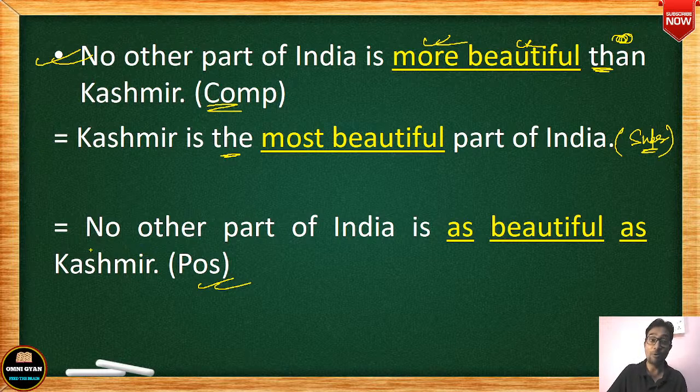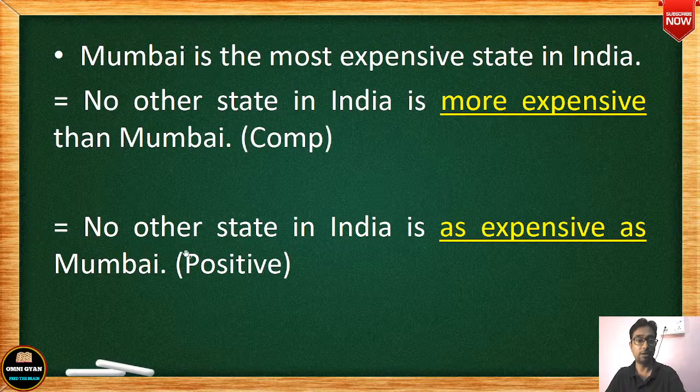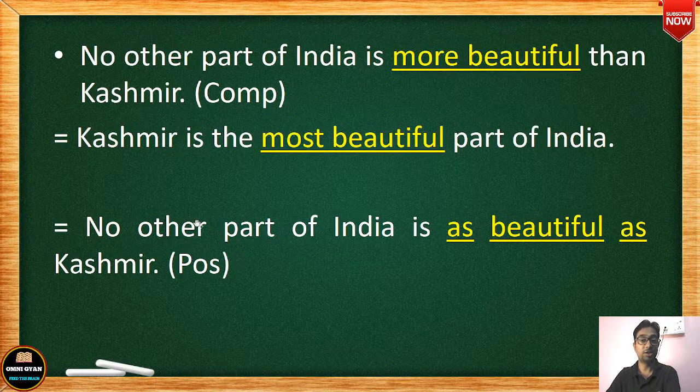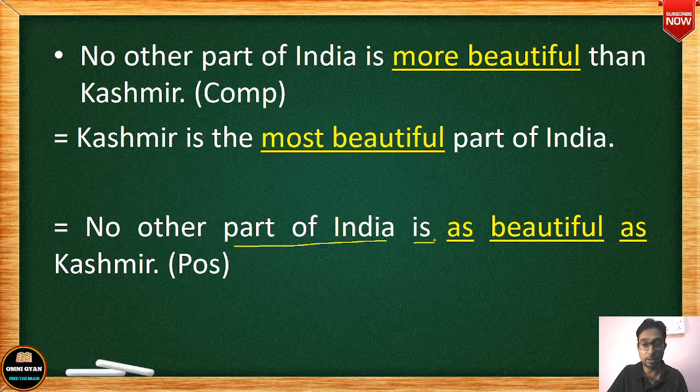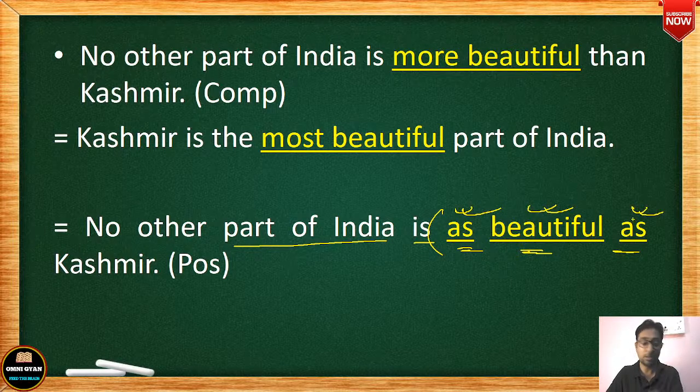I told you, no other. In positive also, you have to use no other. Look at the previous sentence: comparative also no other, and positive also no other. So you start with no other: no other part of India is as beautiful as. So, as degree as. This is the signature mark of positive degree.